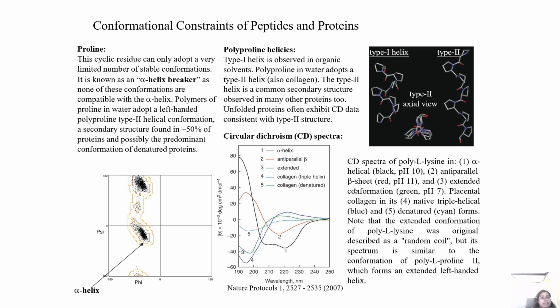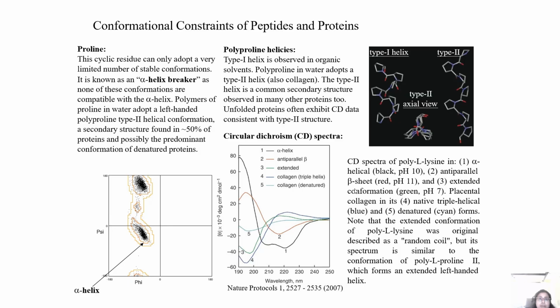If we talk about proline, this cyclic residue can only adopt a very limited number of stable conformations. It is known as the alpha helix breaker, as none of these conformations are compatible with the alpha helix. And polymers of proline in water adopt a left-handed polyproline type 2 helical conformation, a secondary structure found in 50% of the proteins and possibly the predominant conformation of denatured proteins.